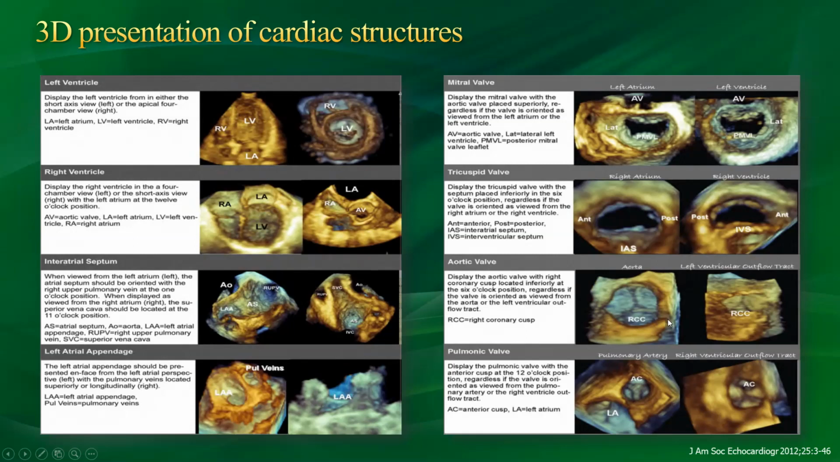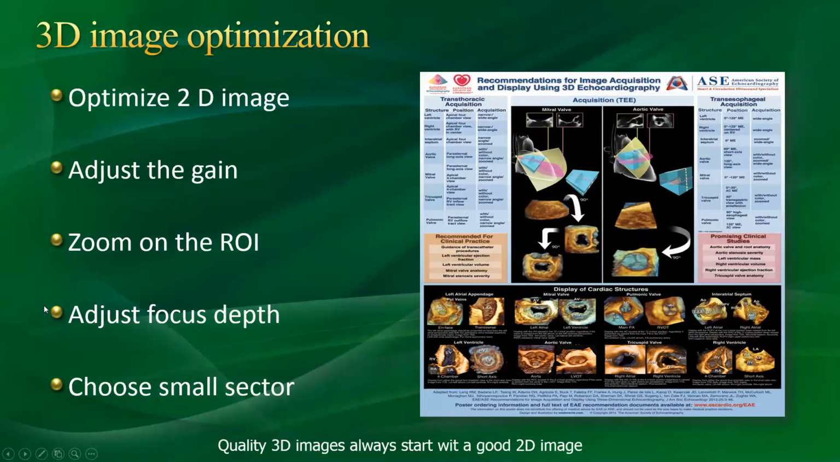So that's kind of the concept you need to understand when you present that with your images, and it needs a lot of practice. Now, how you optimize your 3D images. This is a nice poster that you may need to hang in your lab from ASC. It shows you what views you acquire these images, either from transthoracic and transesophageal, how to optimize your images, and the right anatomic display for these images.